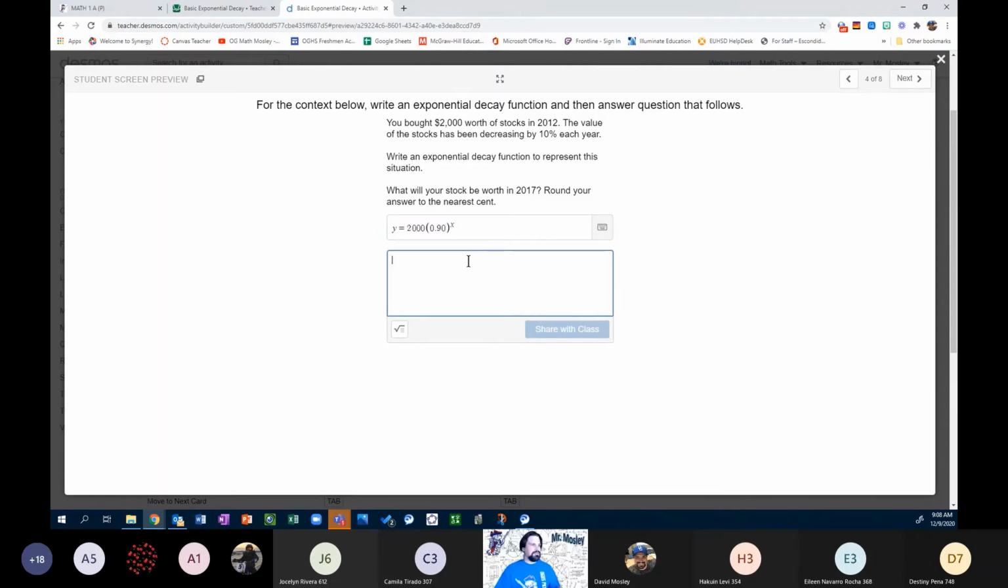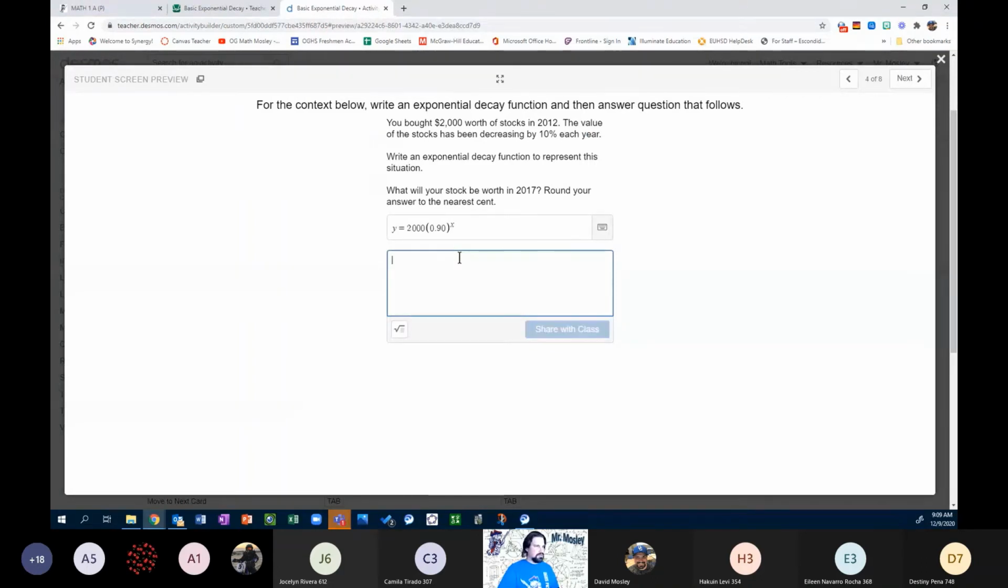Okay, and so now this is asking, what will your stock be worth in 2017? 2017 is 5 years after 2012. So we're replacing x with the value of 5 because it's representing years, right? We're doing each year, so our value of x represents years, right? So we will solve 2,000.